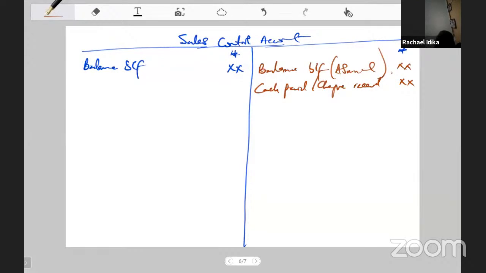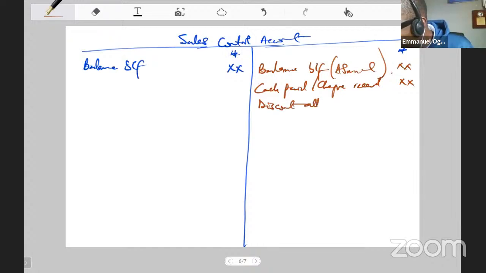Okay. Next, if you also have what is called discount allowed, where will it go? Discount allowed is what you give to somebody that you have sold to on credit. Will it reduce the amount expected or will you increase it? It will reduce. So where do we put it? Debit or credit? Credit side. So we have discounts allowed. Thank you. Let's go to the next one. Yes, on the credit side.